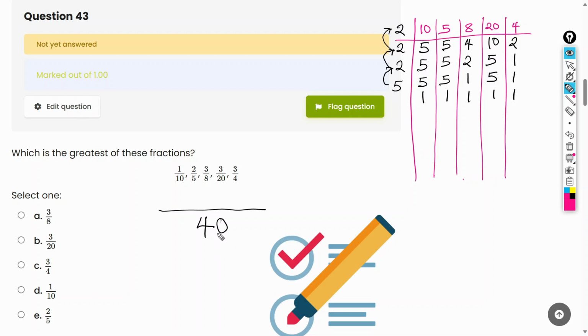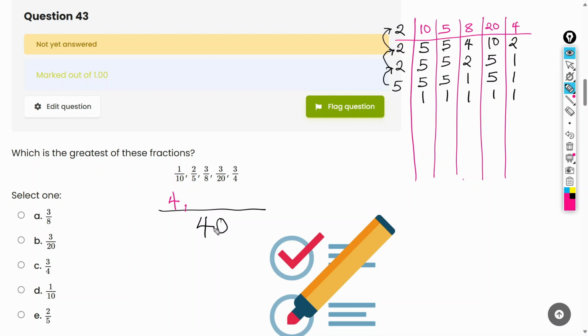Now that we have a common denominator, we can compare them by dividing by our denominators, and then the answer we get multiplied by our numerator, so that we make everything here become a fraction out of 40. Then it becomes easy to compare. So 10 into 40 is 4. 4 times 1 is 4.